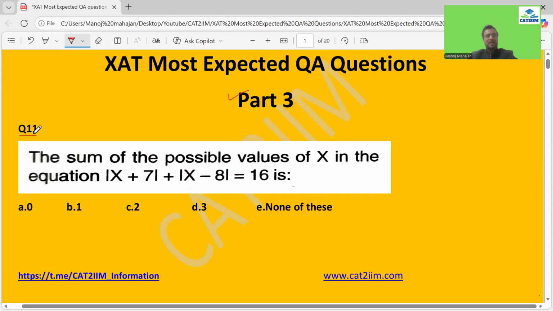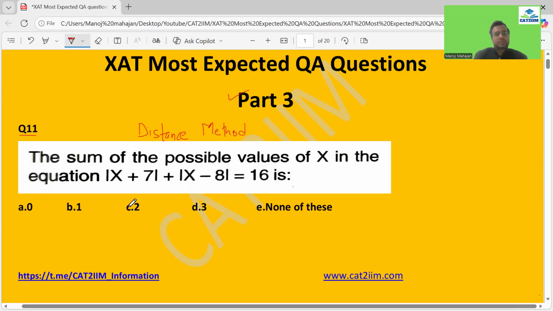This is the XAT previous year question. I know that a lot of students are going to answer this mathematically. They are going to break it into ranges and get the answer. But I wanted to teach you a superb method known as the distance method. Using this, you can answer such questions with ease for sure.